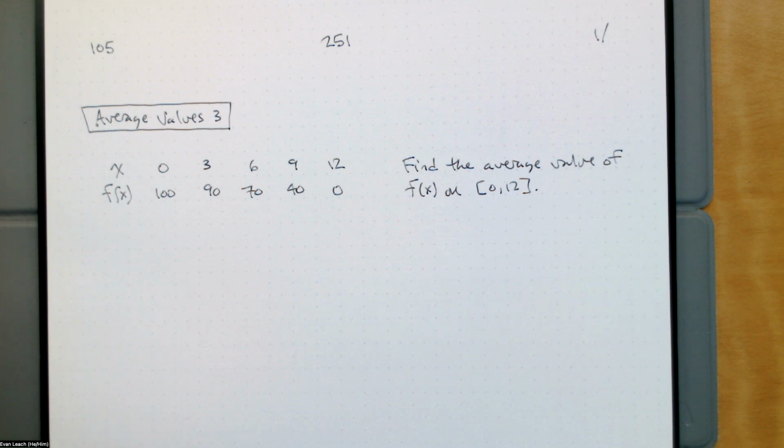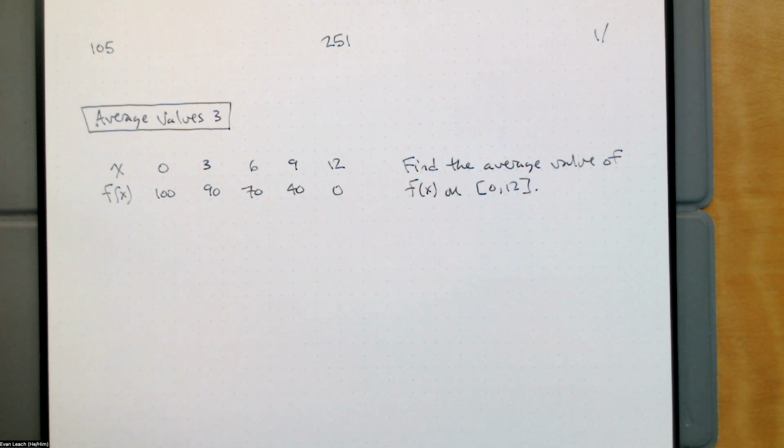So in this problem, we're also combining this with the work we had with approximating definite integrals. The information that we have is sparse, so we'll use an approximation technique to find the definite integral from 0 to 12. And then we'll look at some variations on this problem.